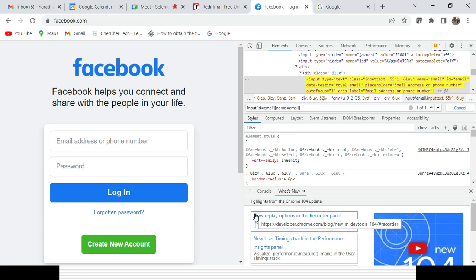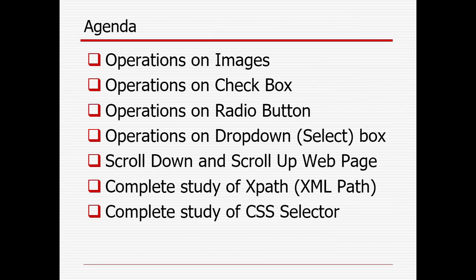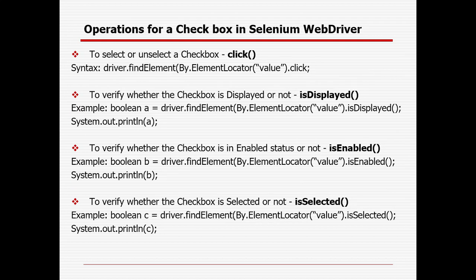Let me revise the thing whatever we have covered in today's session. So I have tried to cover what are the different operations you can perform on the images, right? So images sometimes can be static, or sometimes if you click it, some link can be open or some window can be open. But with the help of the get attribute, you can get the different attributes of the images. And you can check whether the checkbox or radio button is displayed, enabled, or selected, right? After that, if you want to select, you can click on that one.